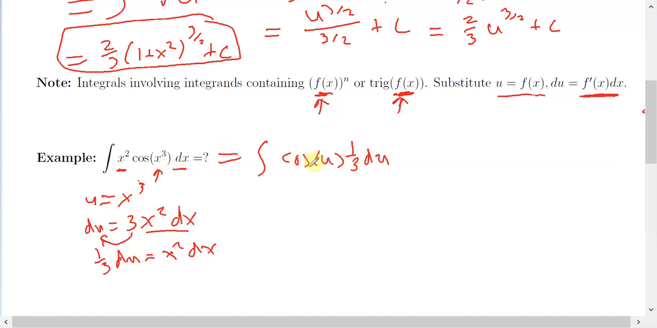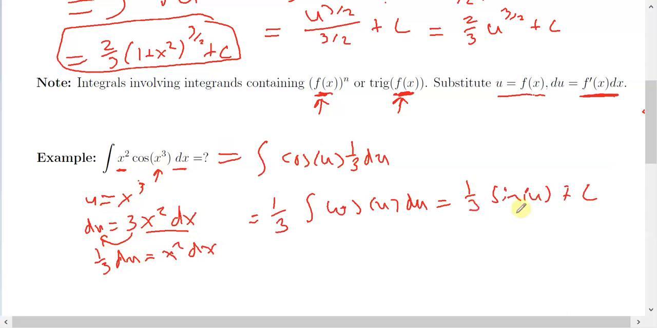And now I've got something that's in my list. I've got 1/3 integral of cosine. And that's in the list, as I said. That's going to be sine plus a constant. And as before, I want to get the substitution. I want to put the x back in. So I undo my substitution by saying this is 1/3 sine of x cubed.